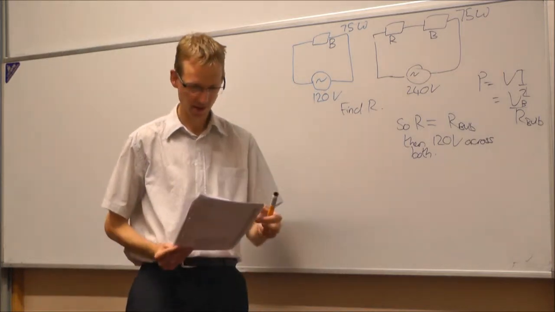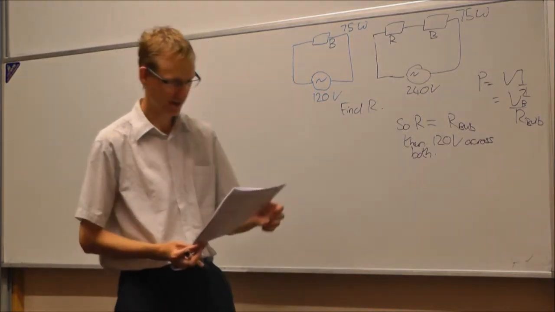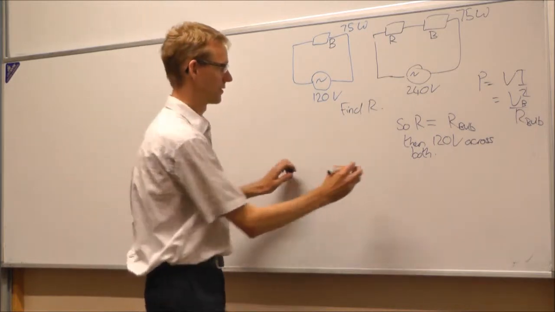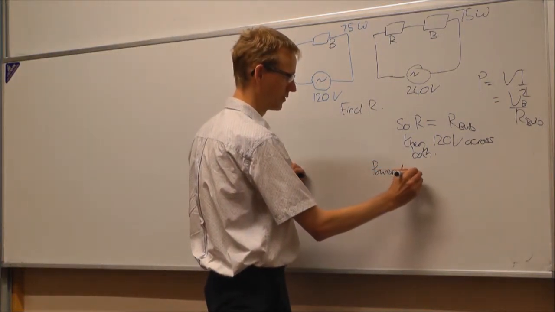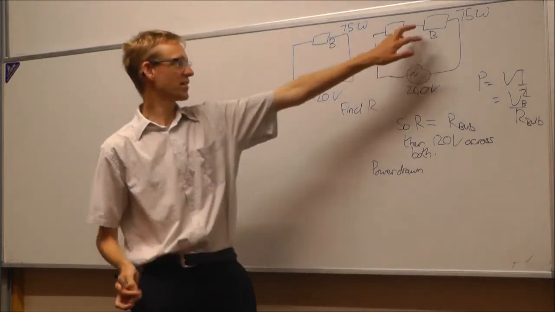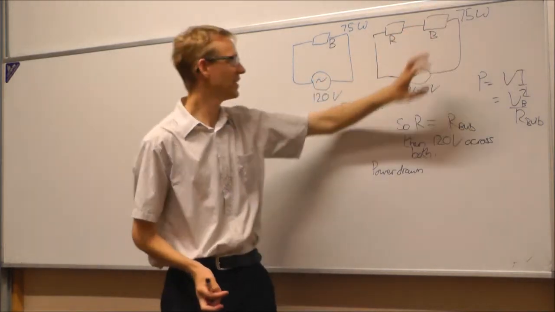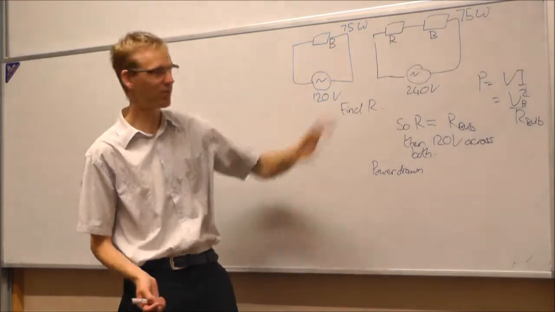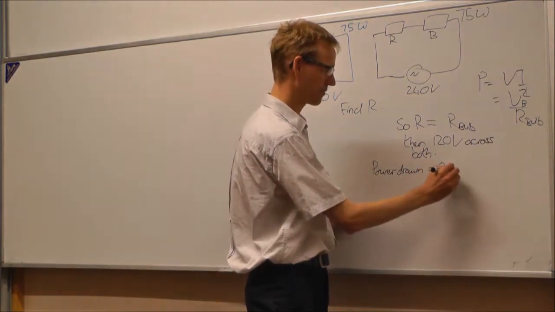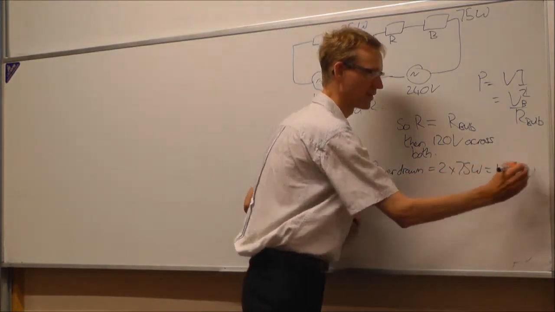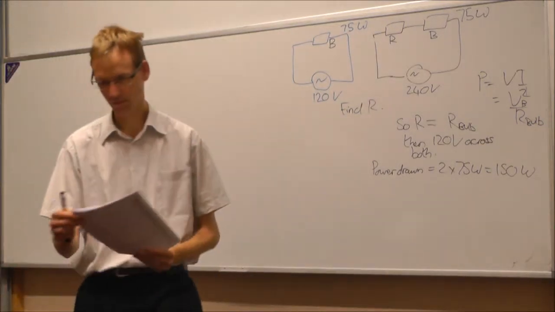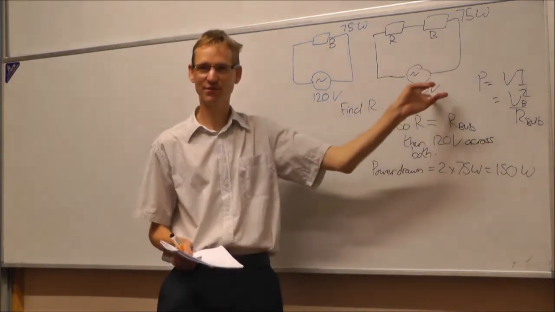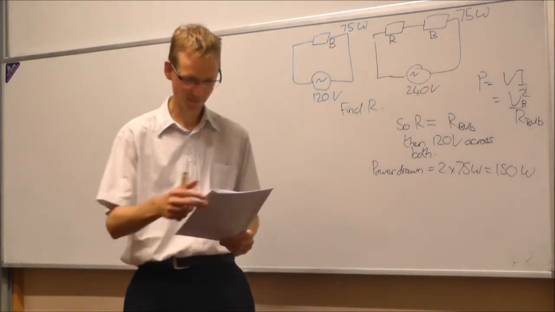Okay, that's your resistance. And it also says in the question, what is the power drawn from the supply? Since we're running the bulb at 75 watts, and the resistor is identical with the same resistance, it will also be 75 watts. So power drawn equals 2 times 75 watts, equals 150 watts. So it's not a terribly efficient way of running your bulb off 240 volts. You're wasting half your power there.